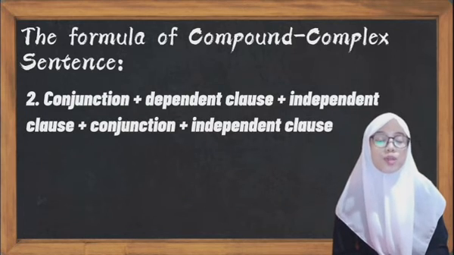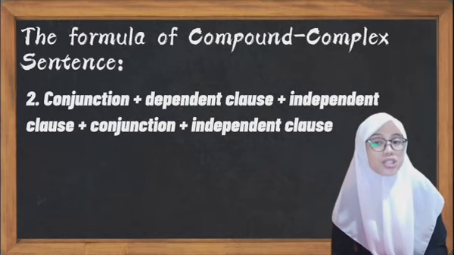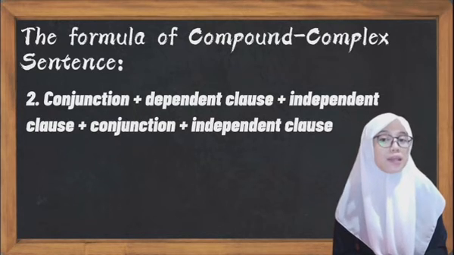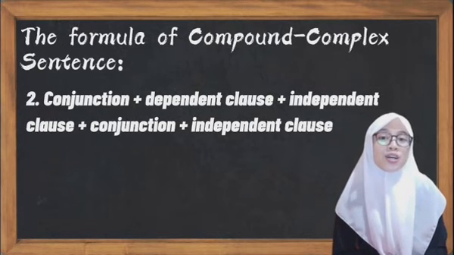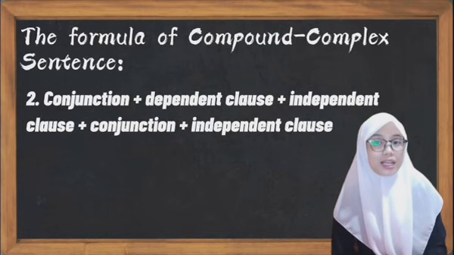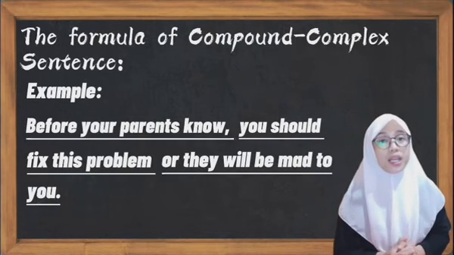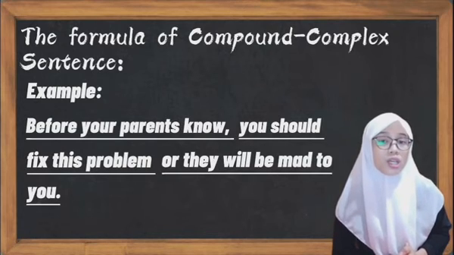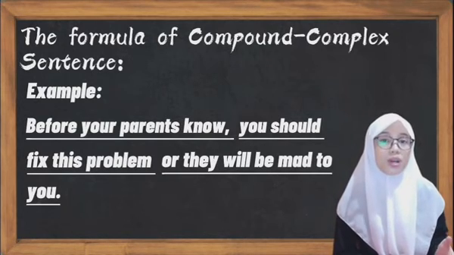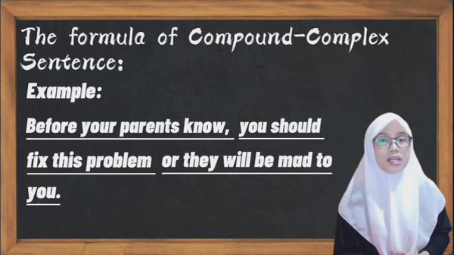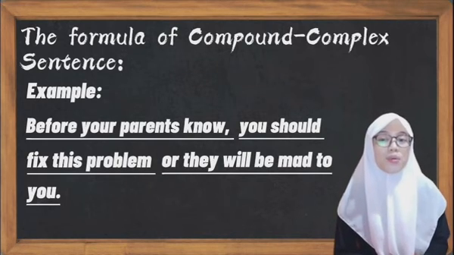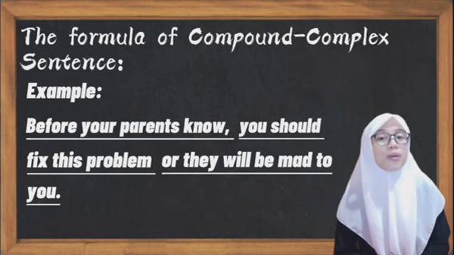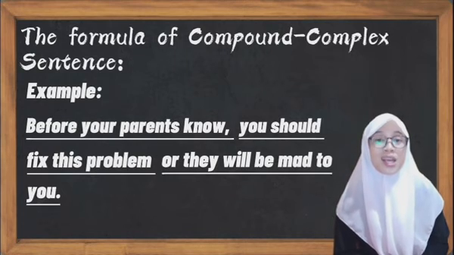The second formula of compound complex sentence is conjunction plus dependent clause plus independent clause plus conjunction plus independent clause. For example, as you can see, before your parents know, you should fix this problem or they will be mad to you. Sebelum orang tuamu tahu, kamu harus memperbaiki masalah ini atau mereka akan marah kepadamu.